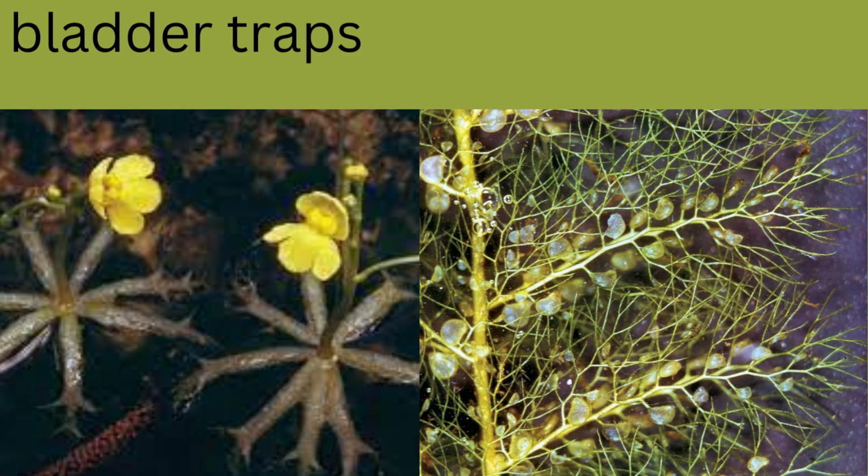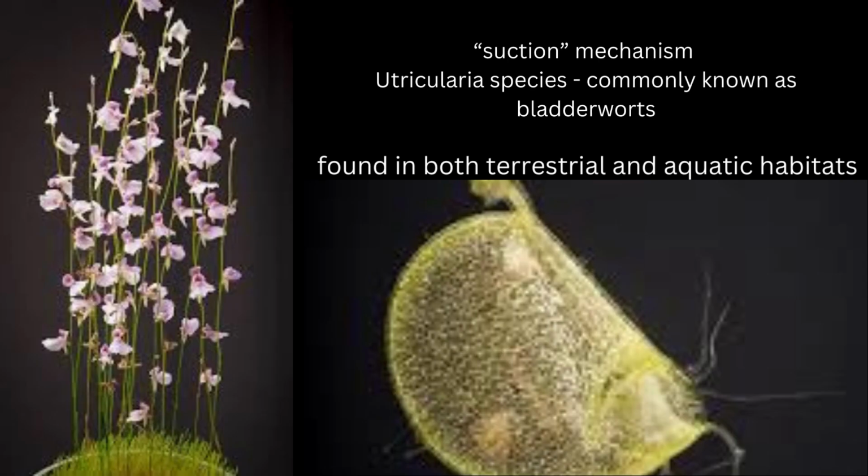Next type of active trap is bladder traps. Utricularia species, commonly known as bladderworts, use this mechanism. These plants can be found both in terrestrial and aquatic habitats around the world. In terrestrial species, the tiny traps are located in the soil around the plants. These traps have trigger hairs located at the mouth of each trap, which are activated when an insect brushes against them. Aquatic species also have traps which are activated when insects swim by and brush the trigger hairs. Bladderworts are the fastest acting of any carnivorous plants. It takes less than a millisecond to suck in their prey.